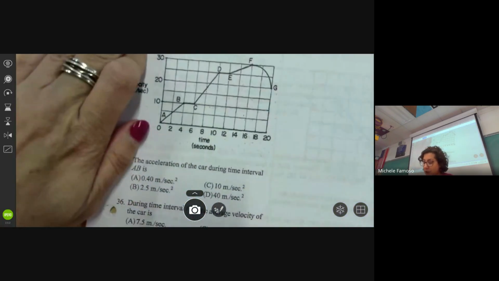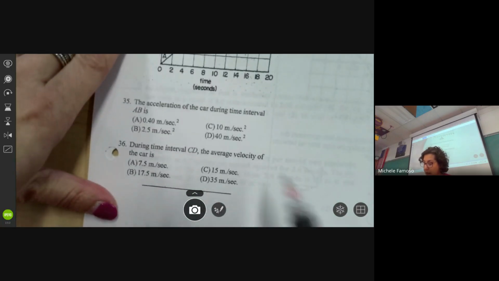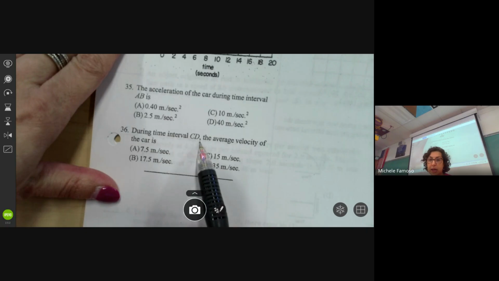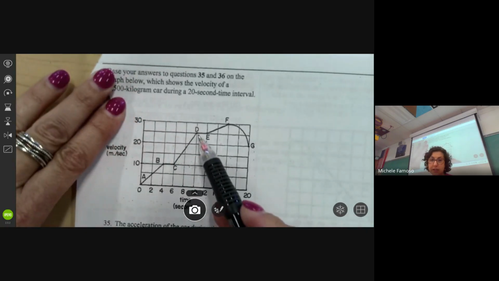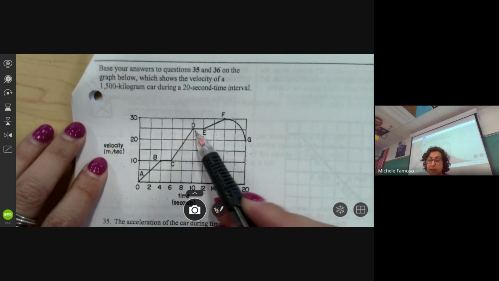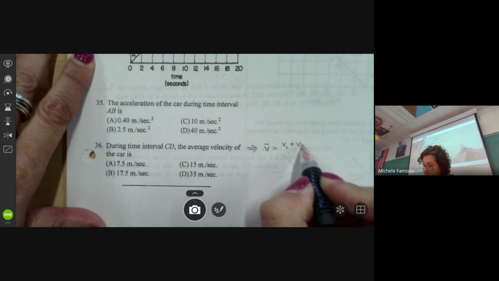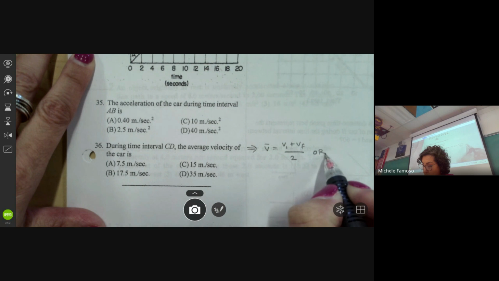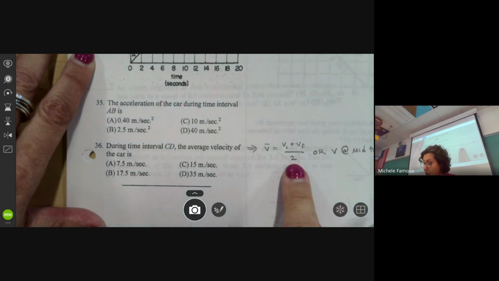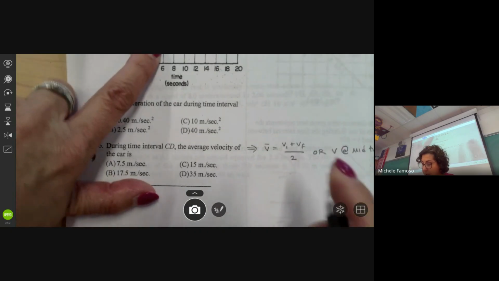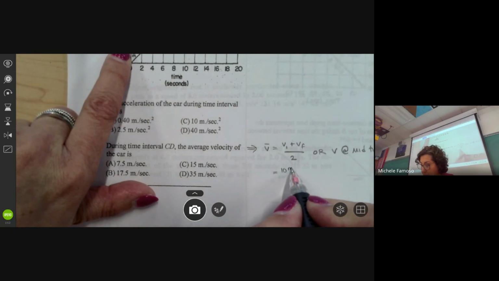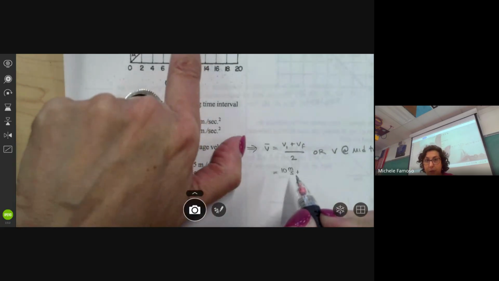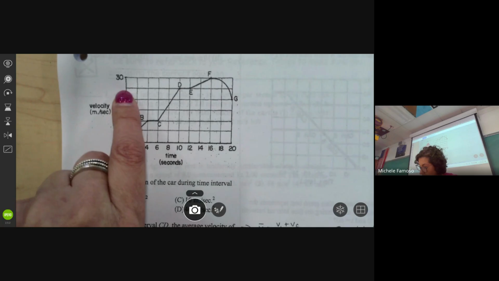So let's take a look at this graph. I'm asking you for the average velocity between C and D. C is here, D is here. There's two ways to get it from a velocity time graph. You can either use the equation that you're going to memorize, Vi plus Vf over 2, or you can read the velocity at the middle time point. I'm going to do it both ways. So if I do it this way, the Vi would be at point C, which I see is 10 meters per second. The Vf would be at point D, which is 25 meters per second.